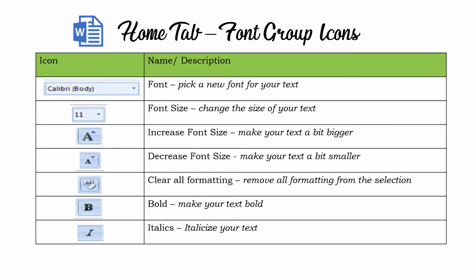Next, you have the Font Size tool, and like the name suggests, it allows you to change the size of your text. Aside from using the Font Size tool, you can also use either Increase Font Size to make your text a bit bigger or Decrease Font Size to make your text a bit smaller. Now, if you don't like the design that you have applied to your text, you can choose the Clear All Formatting button, and this will remove whatever formatting you have on that particular selection. You can also choose Bold, which makes your text appear a bit darker, or you can use Italic, which italicizes your text, and your text comes off looking a little bit slanted.